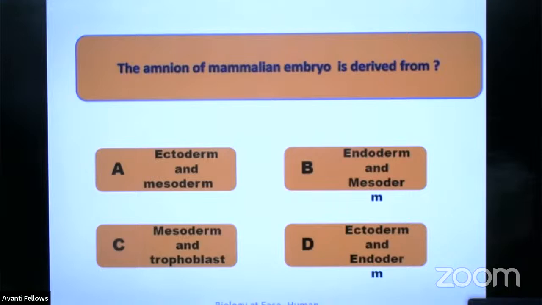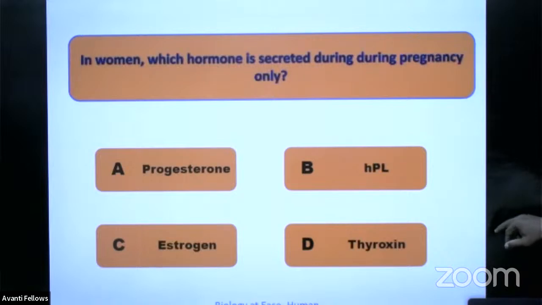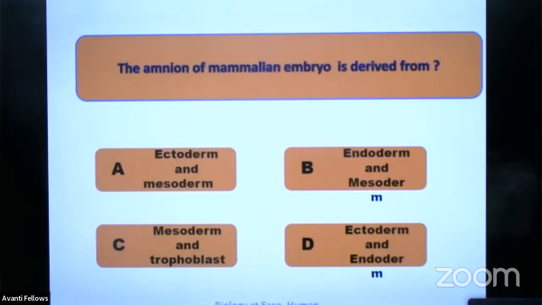And here, amnion of the mammalian embryo is derived. This we didn't discuss in the class. Amnion is derived from which germ layer? Question number 33, and the correct answer is A, ectoderm and mesoderm. It is ectodermal and mesodermal in origin, not from endoderm and mesoderm. These two germ layers, ectoderm and mesoderm, are responsible for the formation of the amnion in the mammalian embryo.